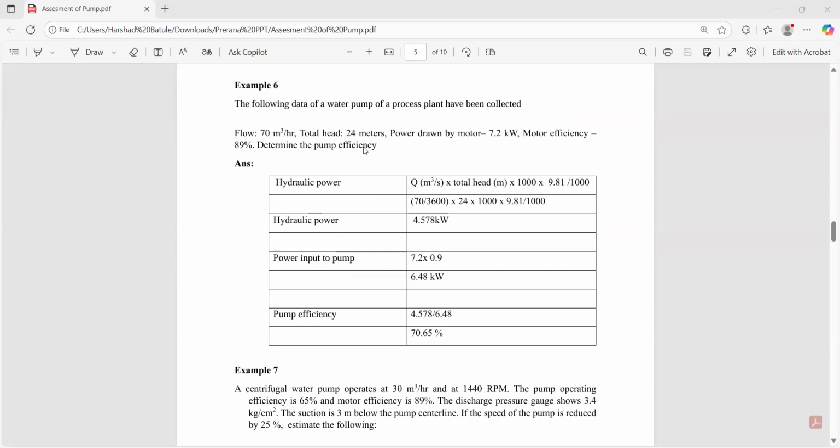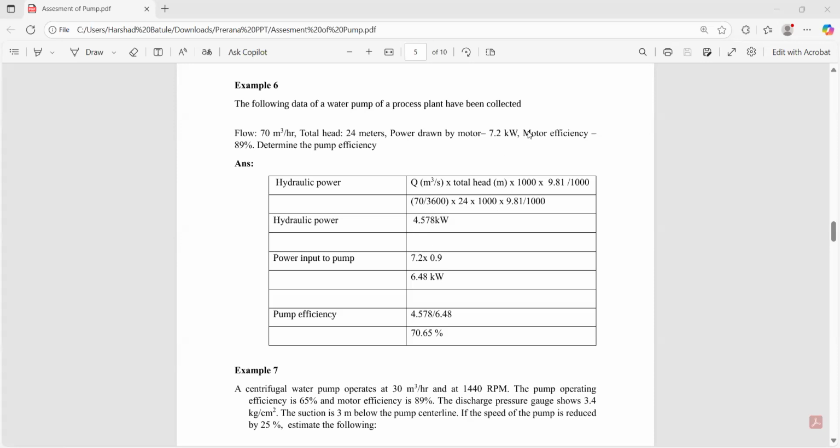First we need to calculate hydraulic power. It's a pretty straightforward question. You have been given the flow rate, 70 divided by 3600, and the total head of 24 meters. The hydraulic power would be calculated as 4.578 kilowatts.